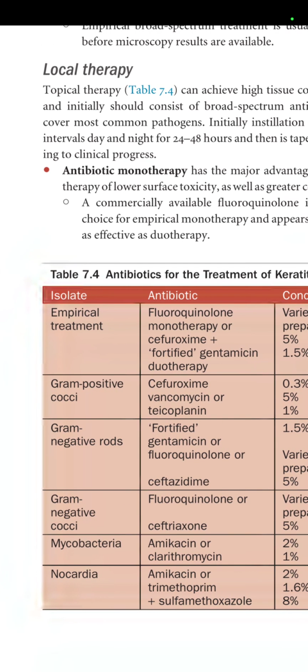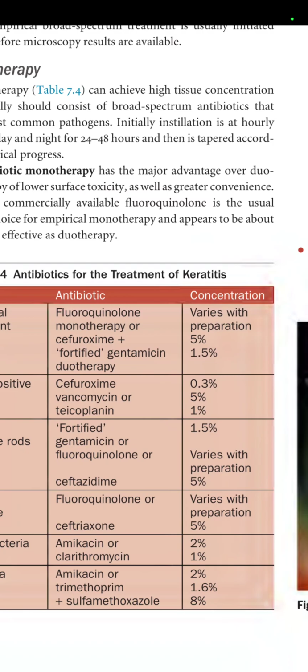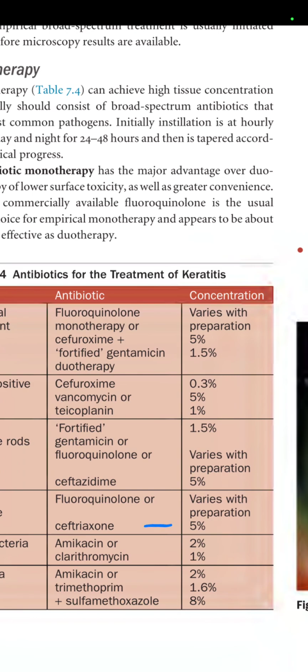Then in case of gram positive cocci, we tend to give cefuroxime, vancomycin or teicoplanin. These are 3 antibiotics that can be used in case of gram positive cocci. Their concentrations are 0.3%, 5% and 1%. Gram negative rods are usually covered by fortified gentamicin or fluoroquinolones or ceftazidime. Their concentrations are 1.5% for gentamicin, and fluoroquinolone and ceftazidime are 5%. Gram negative cocci are usually treated with fluoroquinolone or ceftriaxone. Ceftriaxone preparation is basically 5%.